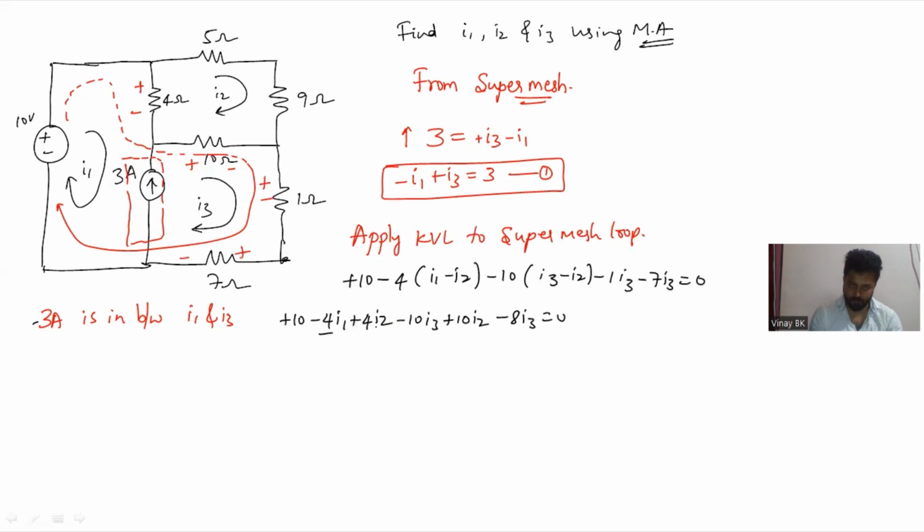I1: observe only one I1 is there, that is minus 4I1. I2: you can observe plus 4I2 and plus 10I2, so plus 4 plus 10, plus 14 I2. Minus 10 minus 8, minus 18 I3 equals 0. Rearrange the equation and you get 4I1 minus 14I2 plus 18I3 equals 10. This is equation number 2.